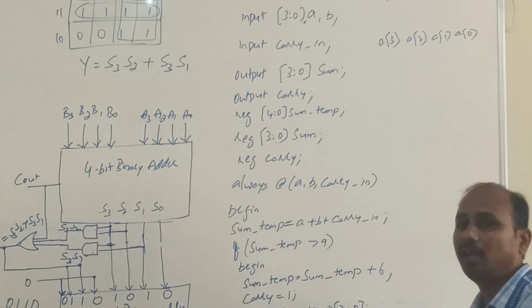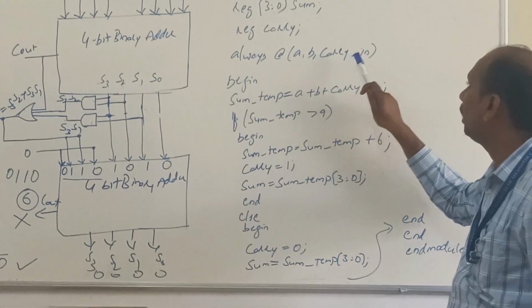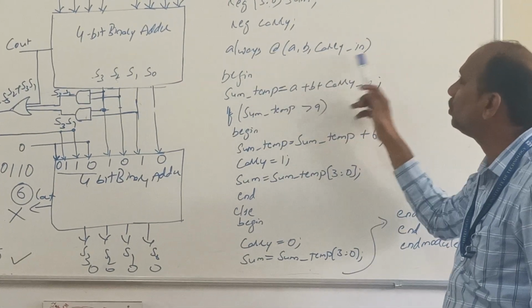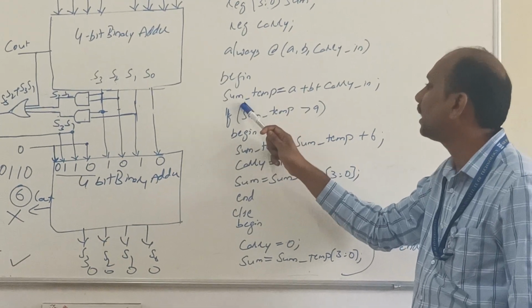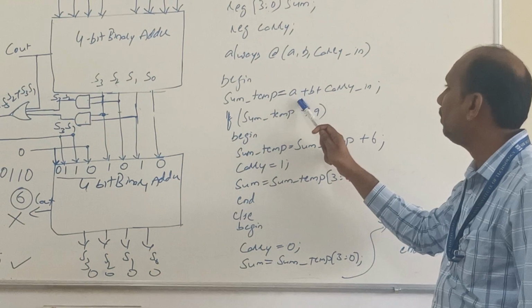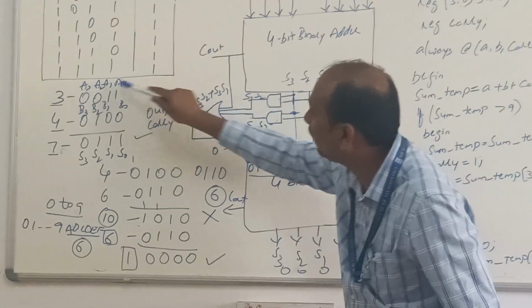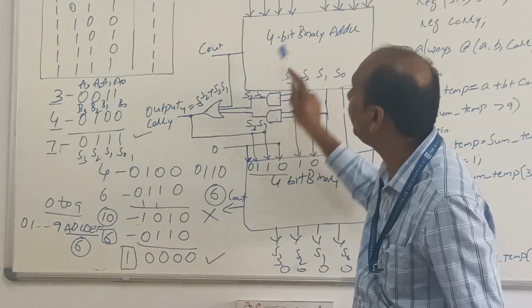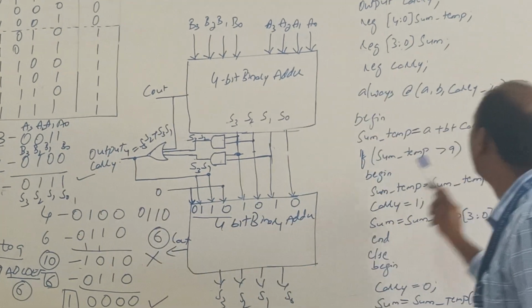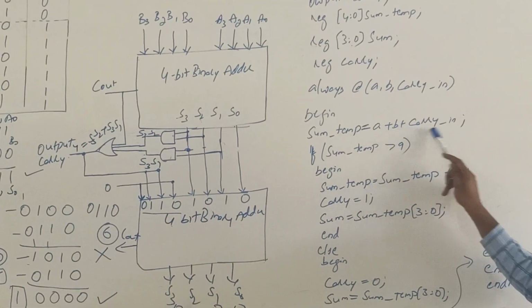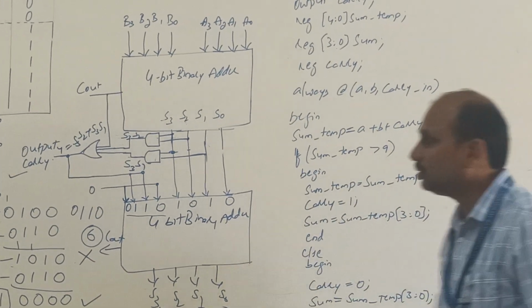Now I am writing a behavioral model program, always at the rate A comma B comma carry in. When these things change, I am going to perform a summation here: sum underscore temp equals A plus B plus carry in. That means I am adding these two numbers, this is the A value, this is the B value. If I get any carry in here, that carry will also be added to this sum. Finally, the result A plus B plus carry in is stored in sum underscore temp. Now this is the sum I got.